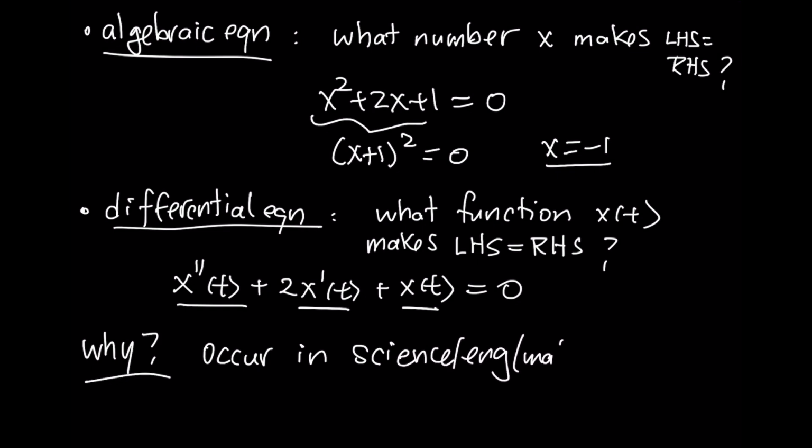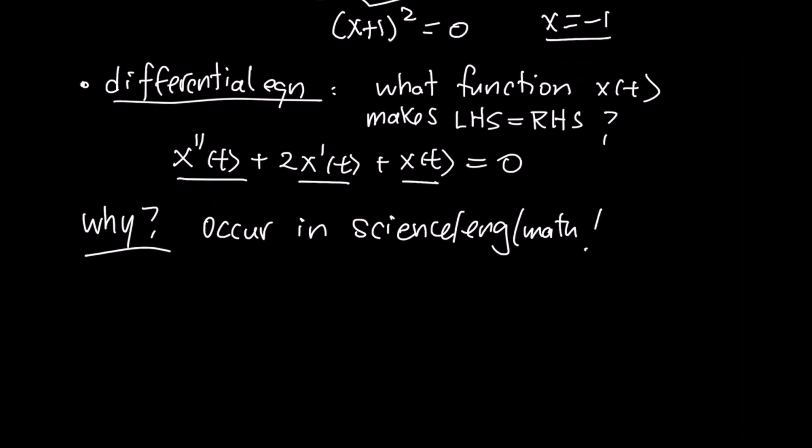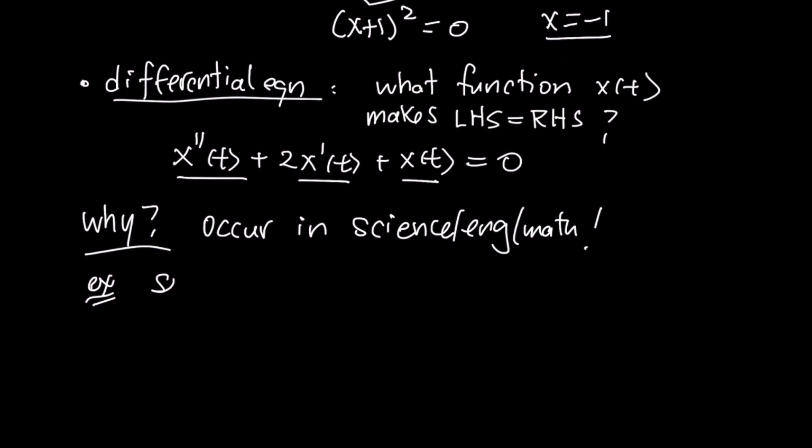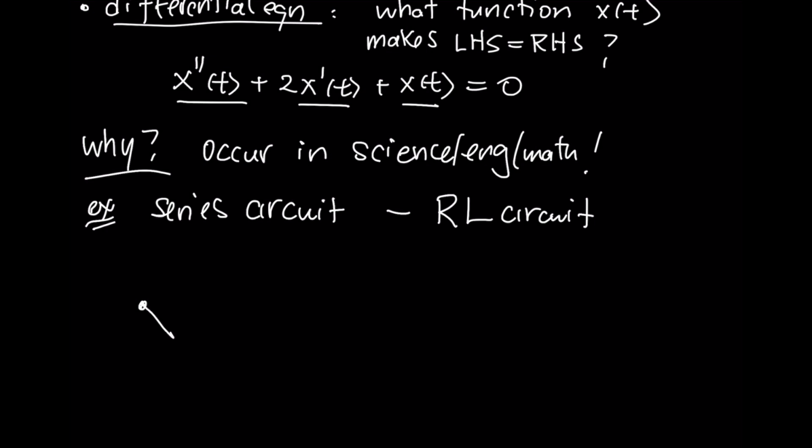They are everywhere. And as an example for us, we are going to talk about a series circuit, and we're going to introduce some new components to these circuits. First, we're going to talk about what's called an RL circuit. Now, an RL circuit contains a resistor, and it also contains something called an inductor. So the schematic here for the circuit looks like this.